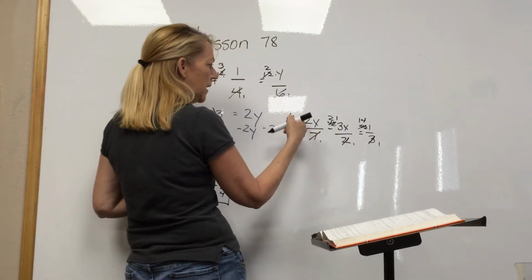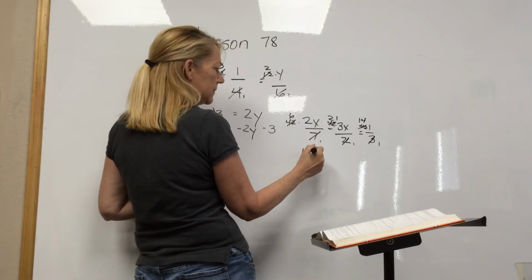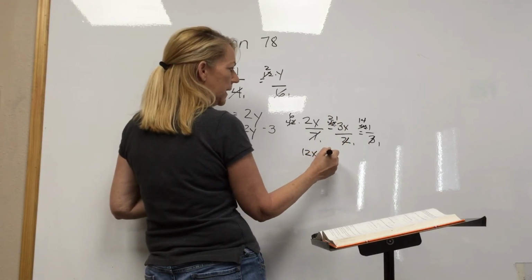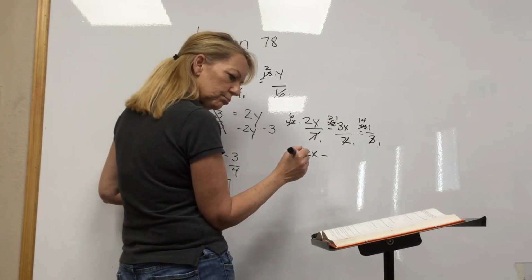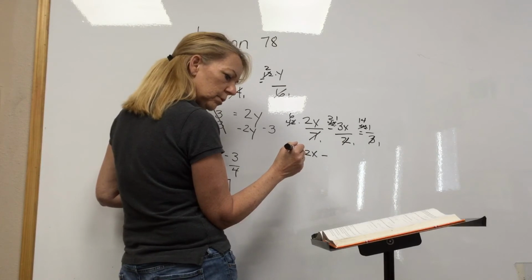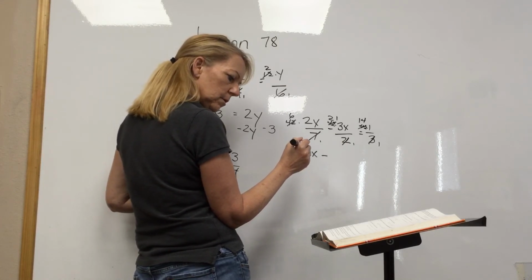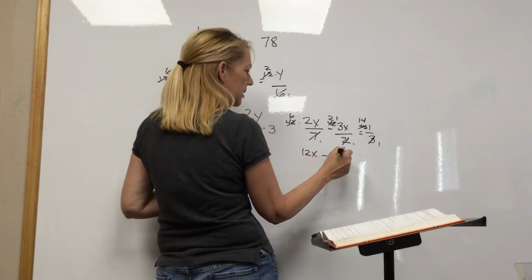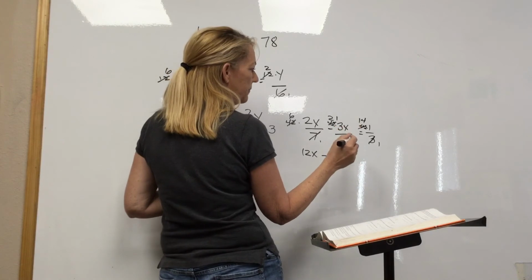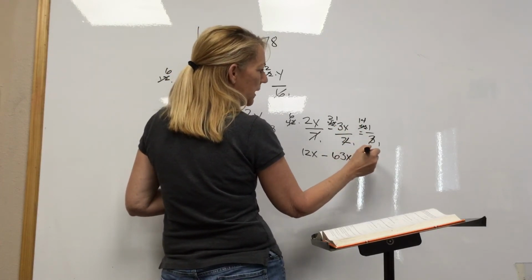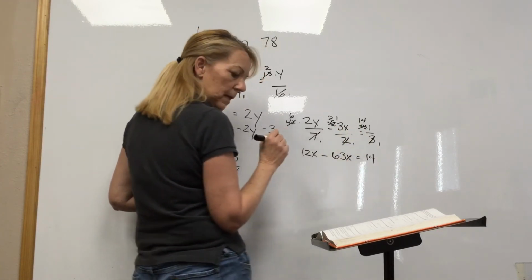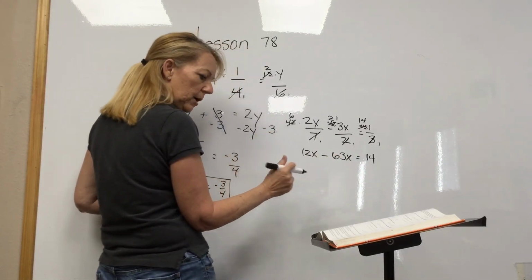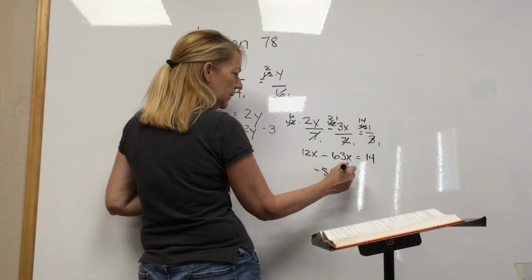So 6 times 2x is 12x. 21 times -3x is negative, what's 21 times 3? Hold on. 63x, sorry. 63x, I didn't want to do it with my calculator. And then equals 14. Okay? Now we do our algebra to get these. We have two like terms right here. That equals -51x equals 14.